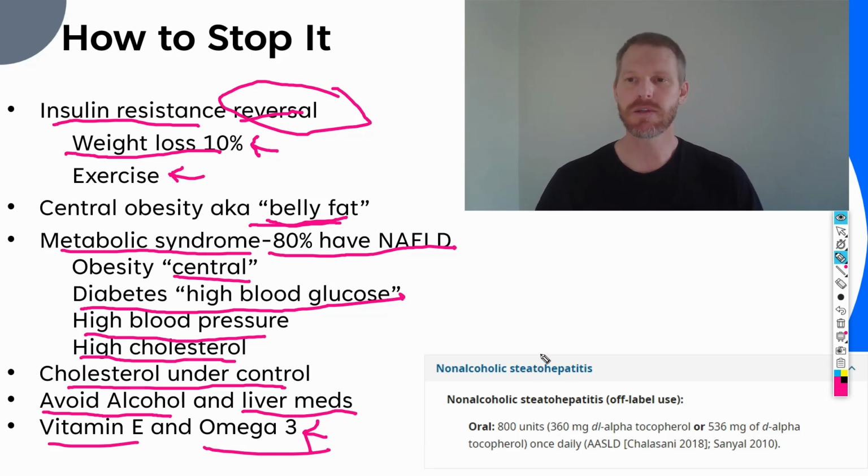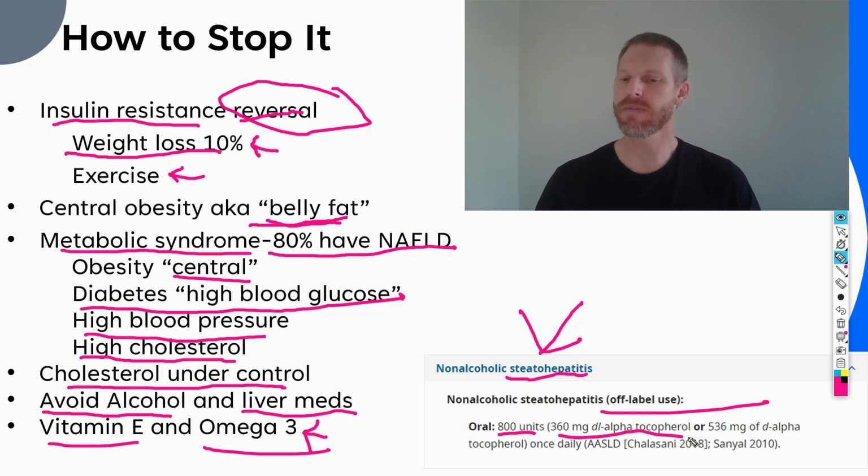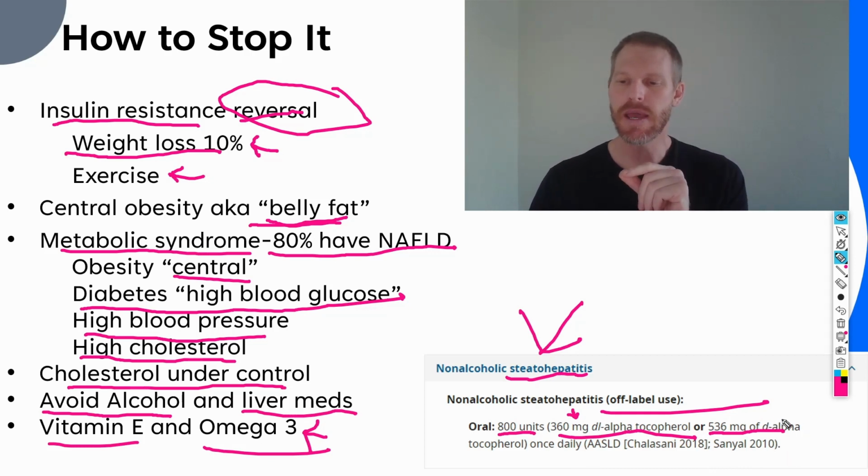I put on here, this is from UpToDate. This is recommended vitamin E for your patients off-label with fatty liver, which is the steatohepatitis. I know they say 800 units, that's quite a bit, but notice the DL-alpha-tocopherol is 360 milligrams, and this is the synthetic form, versus 536 milligrams of the D-alpha-tocopherol. So just literally that L taken away makes it a natural form for us to dose ourselves.